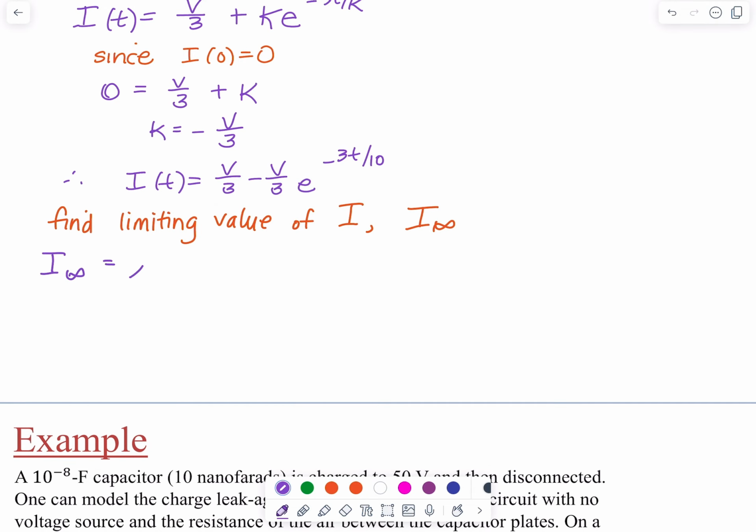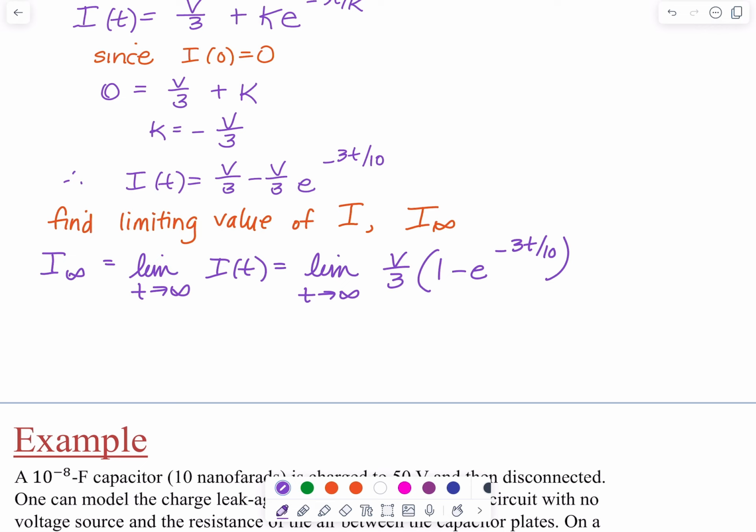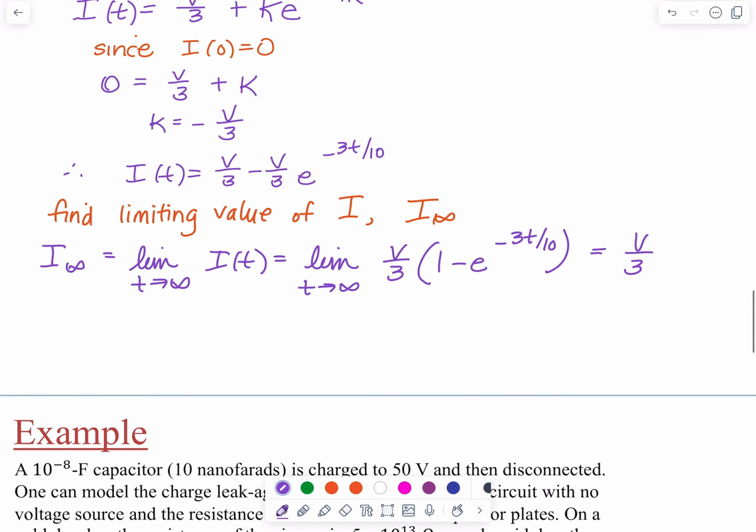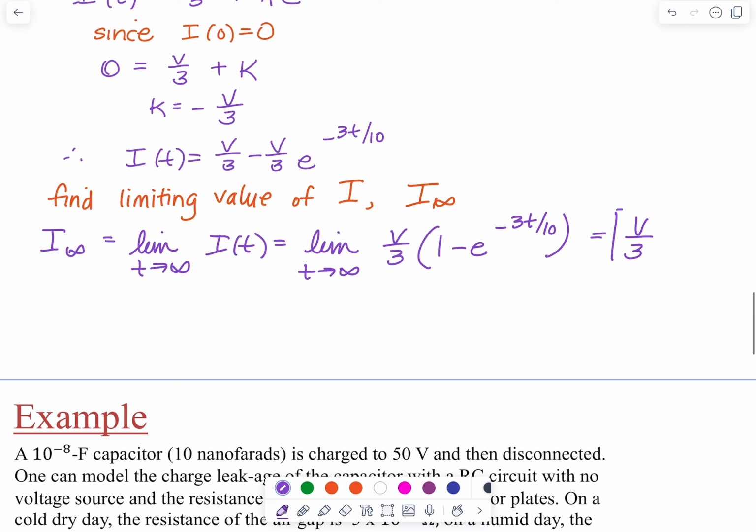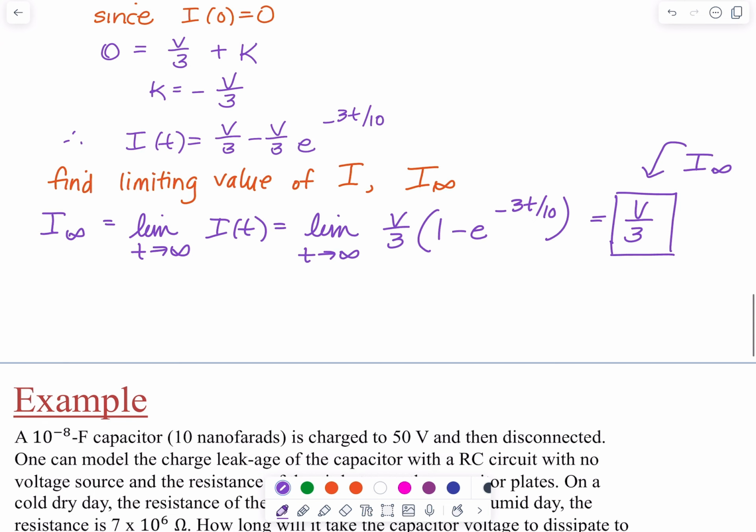which is the limit as t approaches infinity of v over 3, and I'm going to go ahead and factor that v over 3 out, 1 minus e to the negative 3t over 10. And of course you can see as t approaches infinity, that is simply equal to v over 3. And so now let me go ahead and just put that there. That is our limiting value of our current.